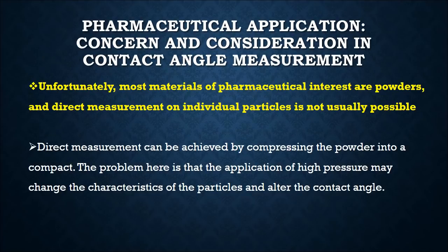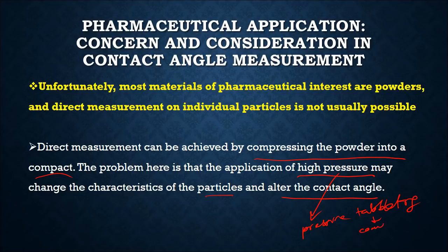In the pharmaceutical area, unfortunately most of our materials are powders, and direct measurement on an individual particle is not usually possible. That's why it is usually measured by compressing the powder into a compact. The problem here is that the application of high pressure may change the characteristics of the particle and change the contact angle. What is the high pressure? The high pressure of tableting, for example, that compacts the surface. This may influence the final reading of contact angle.